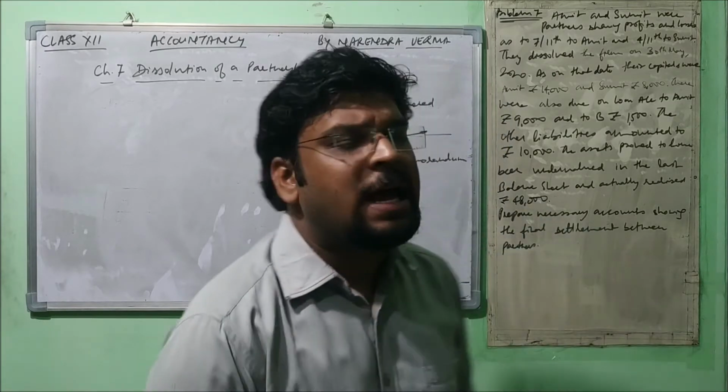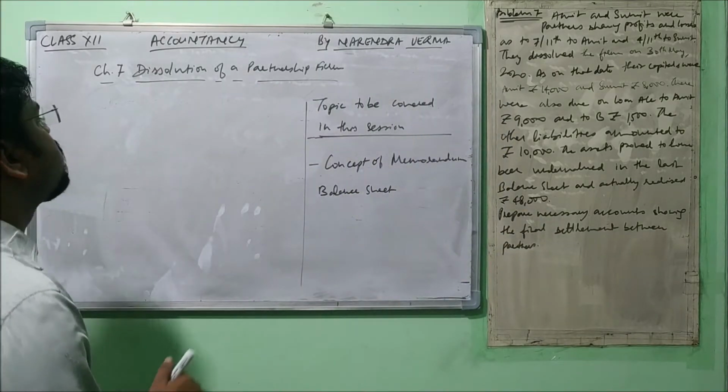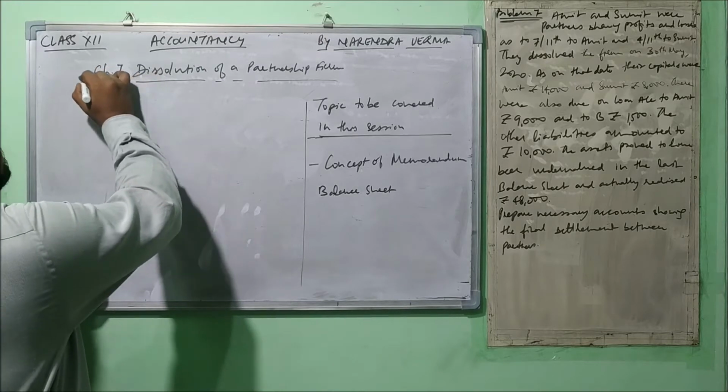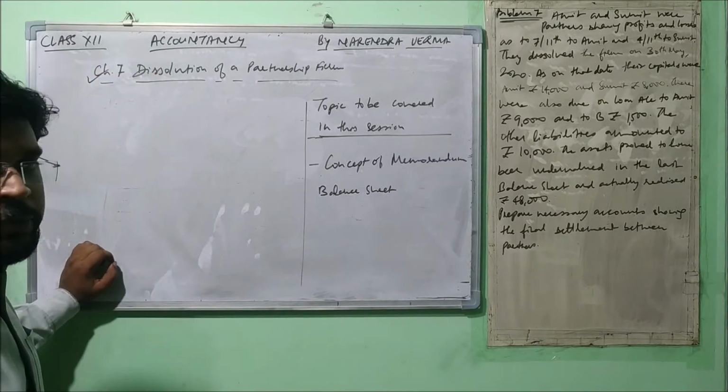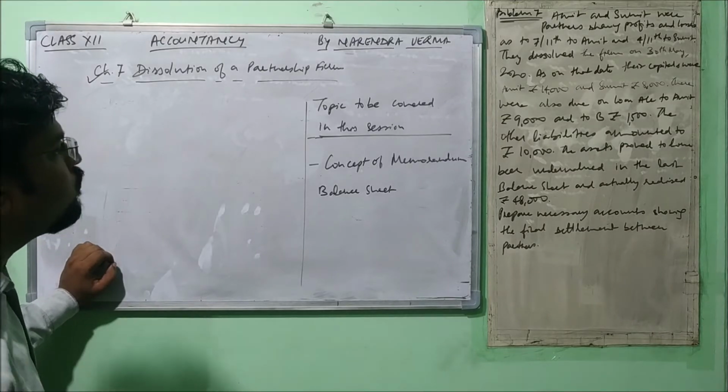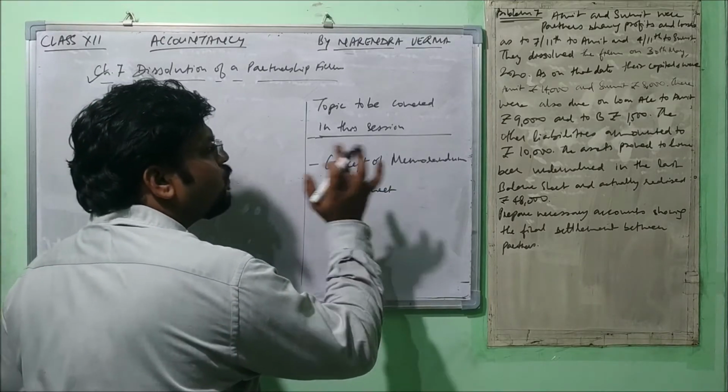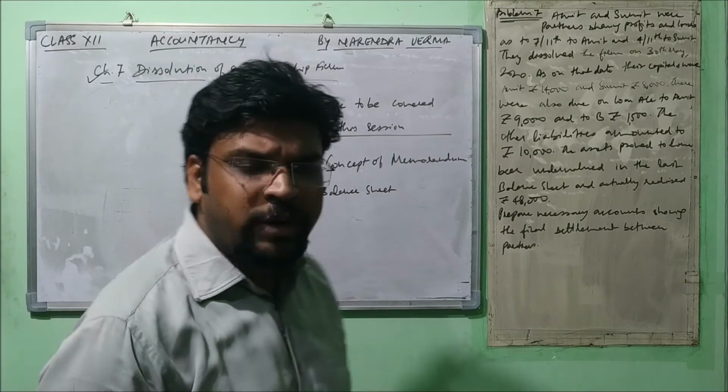As you know very well, in accountancy for class 12 CBSE syllabus, we have been dealing with chapter number 7, that is dissolution of a partnership firm, right? And in today's session, what we are going to cover? Concept of memorandum balance sheet, right?